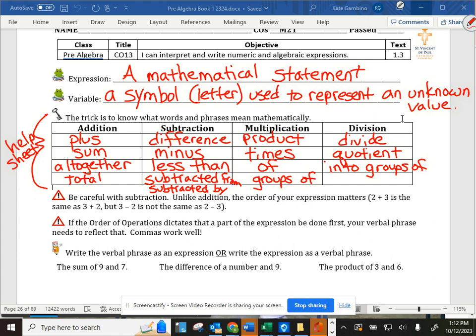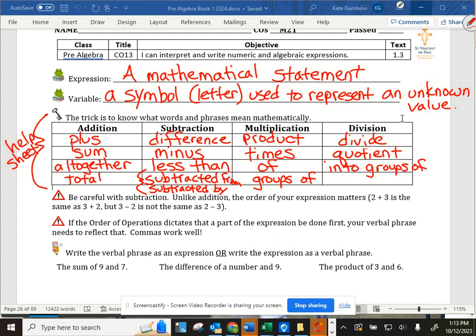So be careful with subtraction. Unlike addition, the order of your expression matters. This is what I was talking about. 2 plus 3 is the same as 3 plus 2, but when we subtract, 3 minus 2 is not the same as 2 minus 3. So it matters the way things are worded, which number goes first and which goes second. When you're adding, it doesn't matter which order, because you get the same answer. So be careful with the subtraction, that you know which way it goes.